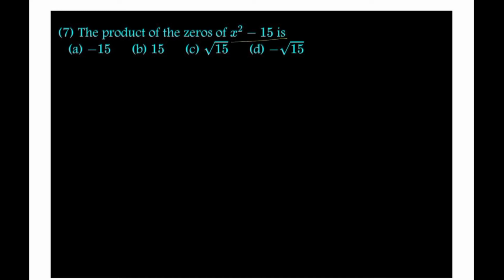The product of the zeros of x squared minus 15 is... This given expression is actually a quadratic polynomial, and here distinguishing between a, b, and c is quite critical.